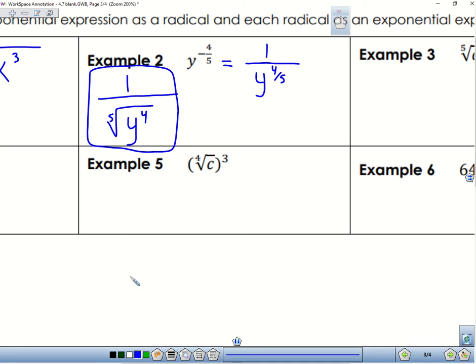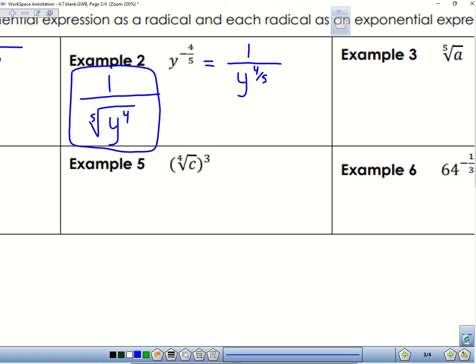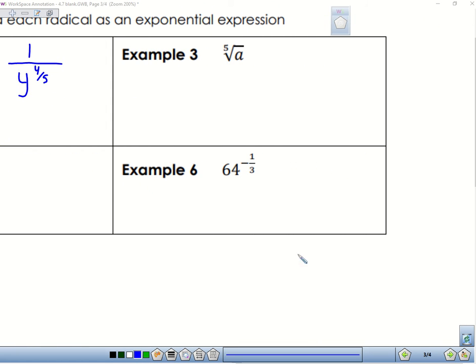So if there is no index, that means that it's an implied 2. So if it's anything but 2, you need to put it there. If there is no exponent, it's an implied 1. So if there is anything except for a 1, you have to put it in there. So the next one here kind of goes into what I was talking about. So what is the implied exponent on the a? 1. So this is actually going to be a to the 1/5 power.